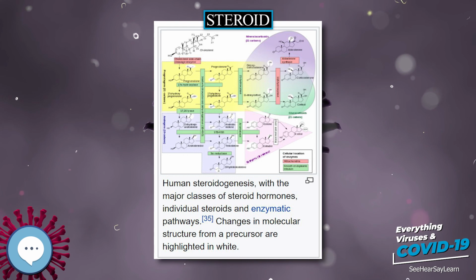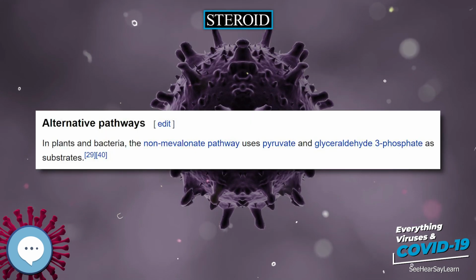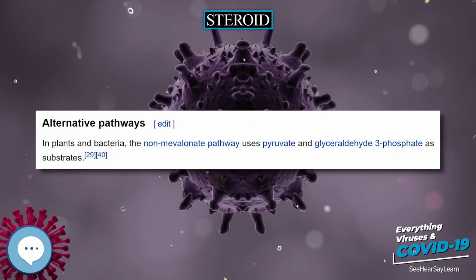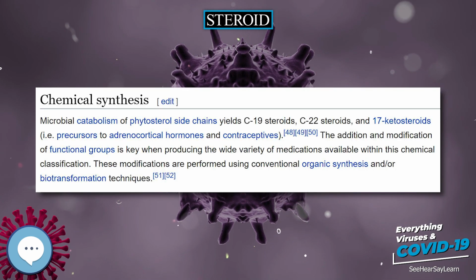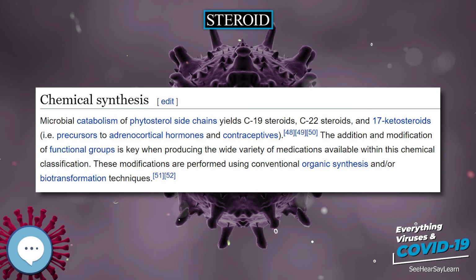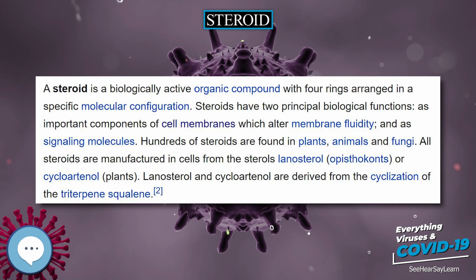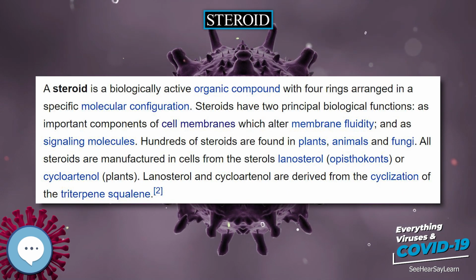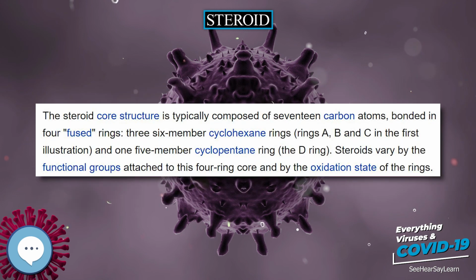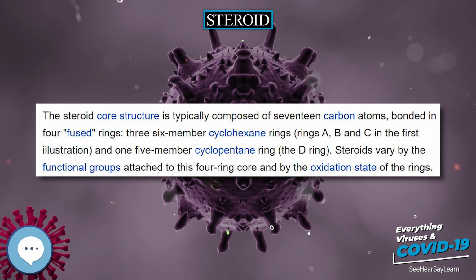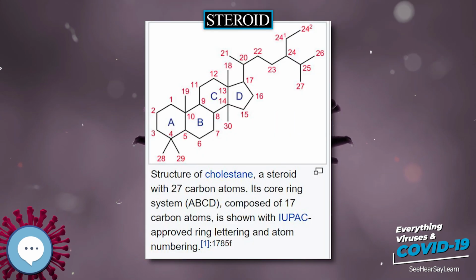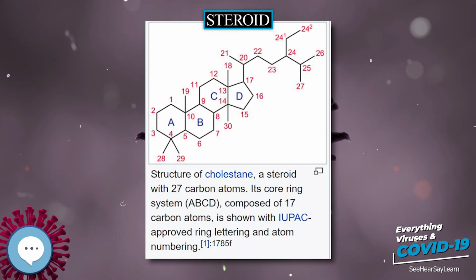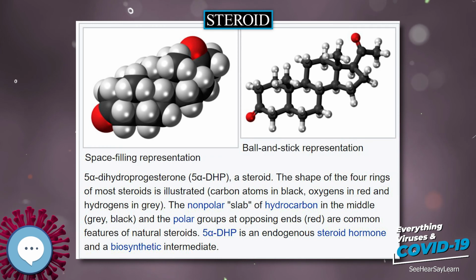Chemical synthesis. Microbial catabolism of phytosterol side chains yields C19 steroids, C22 steroids, and 17-ketosteroids, i.e. precursors to adrenocortical hormones and contraceptives. The addition and modification of functional groups is key when producing the wide variety of medications available within this chemical classification. These modifications are performed using conventional organic synthesis and/or biotransformation techniques.